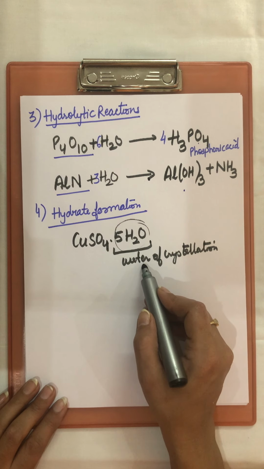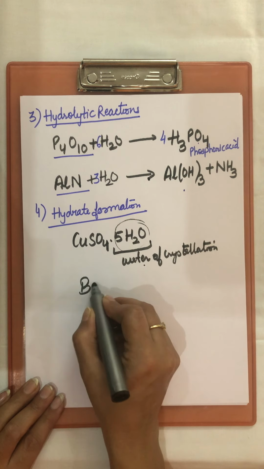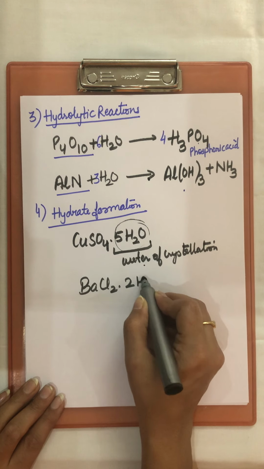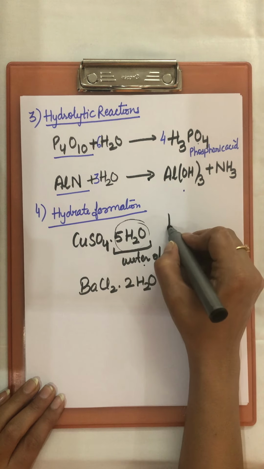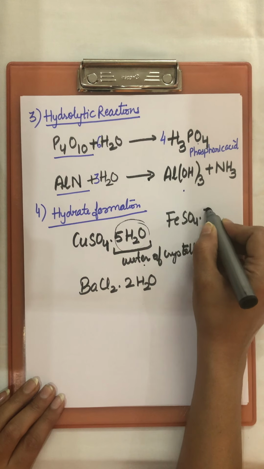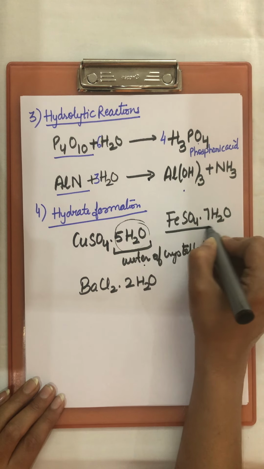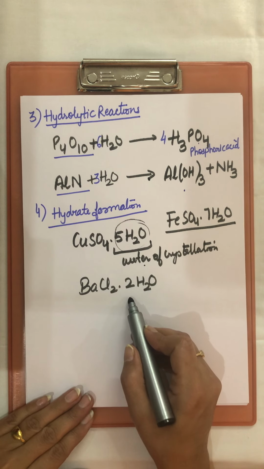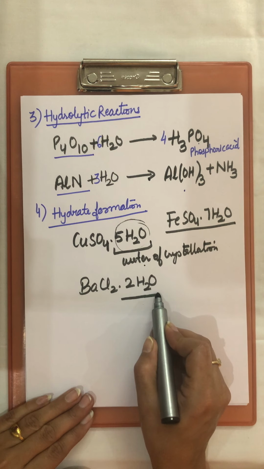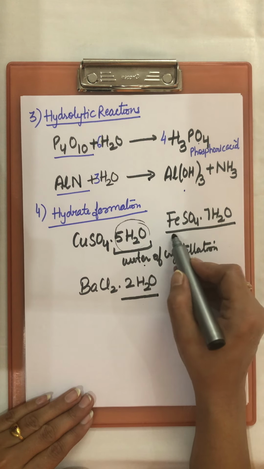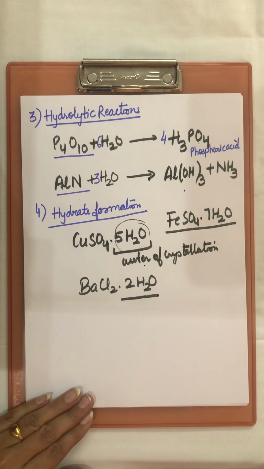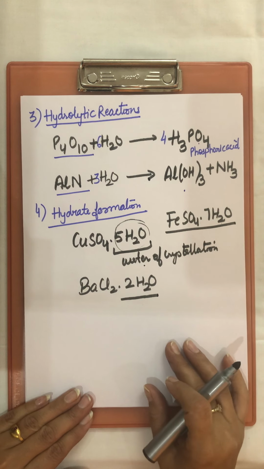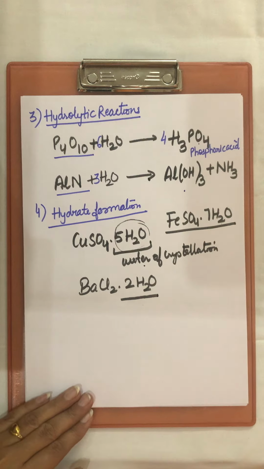Hydrate means a hydrated salt, or simply hydrates are formed when water is present as it is in a salt as water of crystallization, and the number of water molecules is specific in a crystalline form. Like in copper sulfate, 5 water molecules. In hydrated barium chloride, there are always 2 water molecules, and hydrated ferrous sulfate always has 7 water molecules in it. So this is the fourth chemical property of water, that is hydrate formation. So there are 4 chemical properties of water.